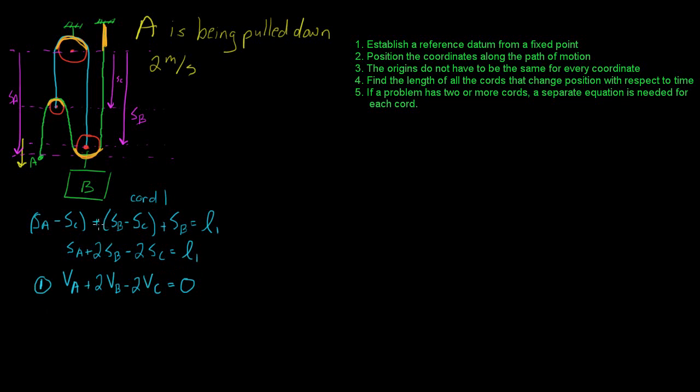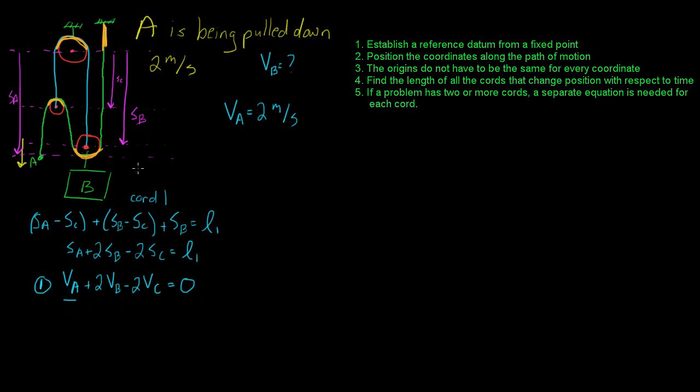And in this problem, we are given that A is being pulled down at 2 meters per second. So the velocity of A is equal to 2 meters per second. And because it's moving down, it's moving in the same way as our positive distance, so it's a positive 2 meters per second. And we want to find out what VB is. So VB is what we're looking for. If you look at this equation, we know what VA is, and we have two other unknowns. So we're going to have to figure out a way to determine one of these unknowns.